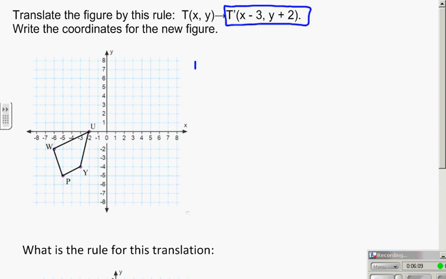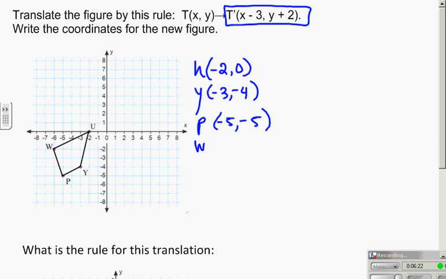All right, so the easiest thing to do here is to label your coordinates and make a list. And so U is at -2, 0. Y is at -3, -4. P is at -5, -5. And W is at -6, -2. I always make a list because it gets too squishy on the graph to try to be listing everything. So then we run each of these points through our rule to get our new points.